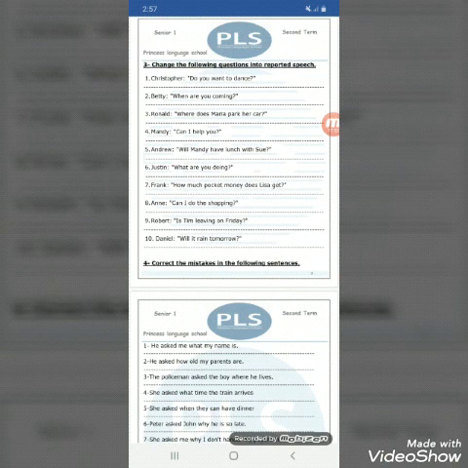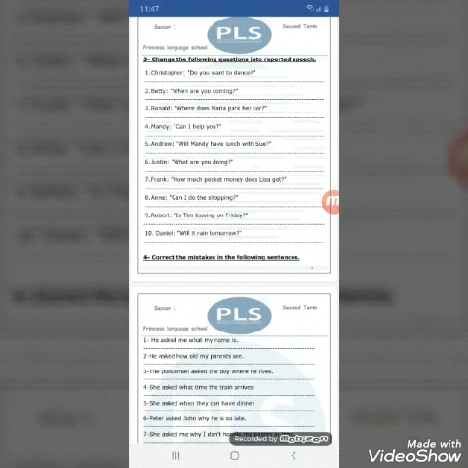It's a present simple question. I'm going to shift it to past simple question. So it will be Chris. Hello again.